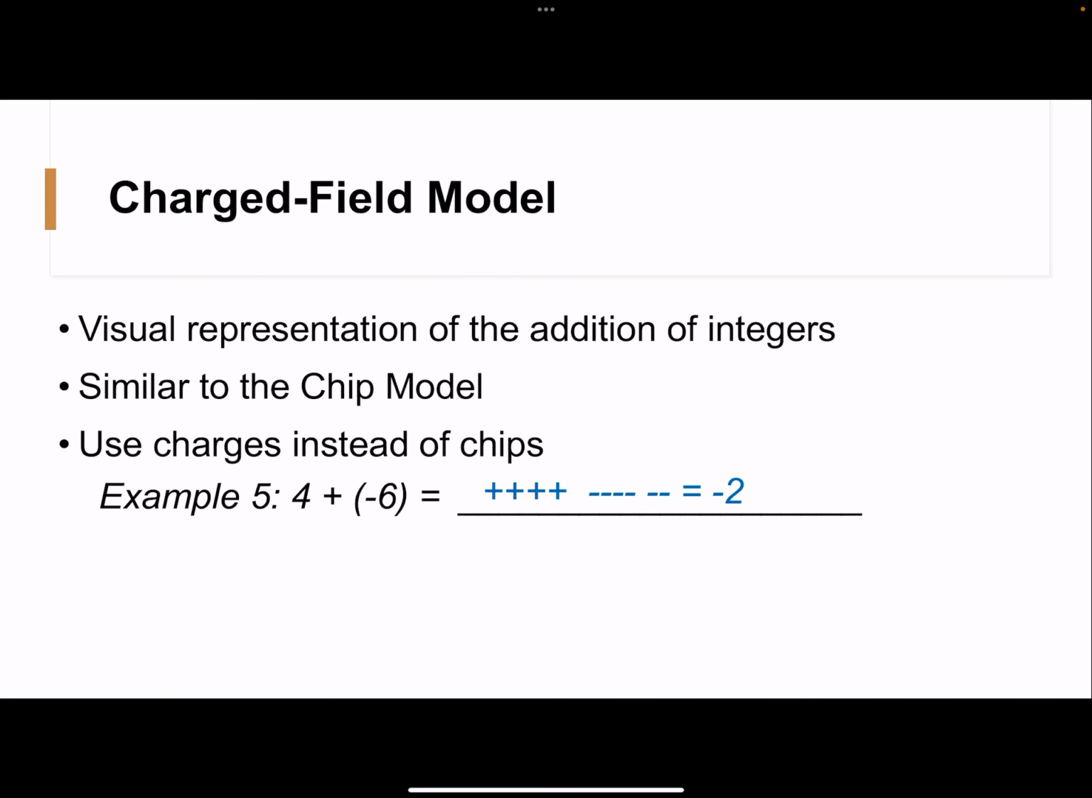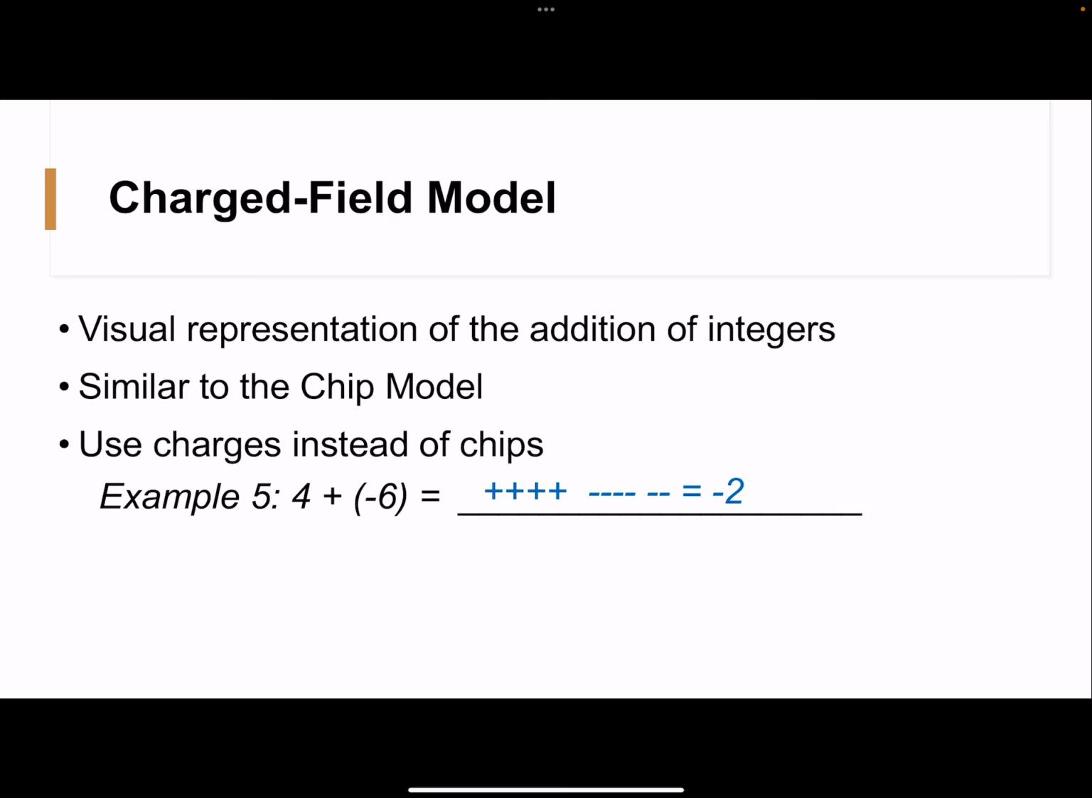The charged field model is very similar to the chip model. It is also a visual representation of the addition of integers. It's very similar, again, to that chip model. The only difference, instead of using the chips, we're going to use charges. And so instead of circles, I'm going to use pluses to represent the positives and negatives, charges to represent negative numbers. So we do it the same way.